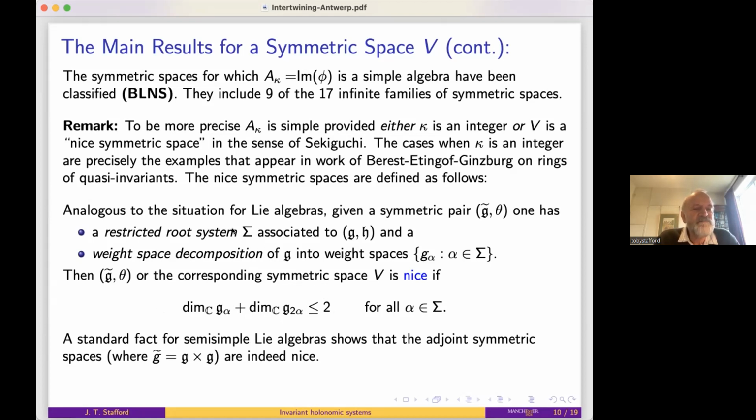And then we say that our symmetric space is nice. Well, you have this same basic root space decomposition, weight space decomposition corresponding to the restricted root system, and we demand that that same formula is true. So if that formula is true, we say that the symmetric space is nice. And that again is part of these 7 cases. So just think of this as, well, okay, there's a definition. These are the ones that are closest to the adjoint case, and there are these other ones coming from quasi-invariants.